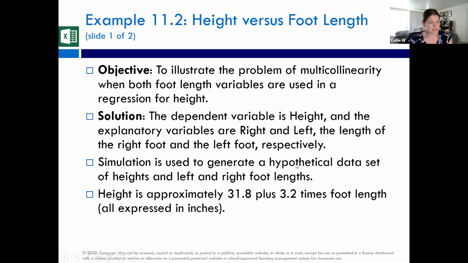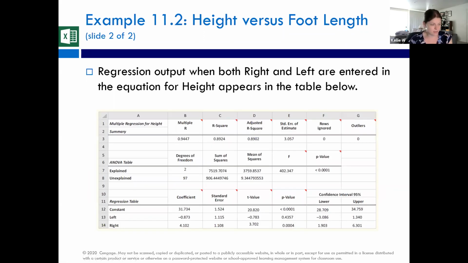So we generate some hypothetical data, and we say that height is approximately 31.8 plus 3.2 times the foot length. So that comes from here. When we run the regression output for that data, with left and right, we get pretty high R squared. So right off the bat, look at our F value, things kind of look okay, but look at here. When we look at our regression coefficients, we have a high P value here.